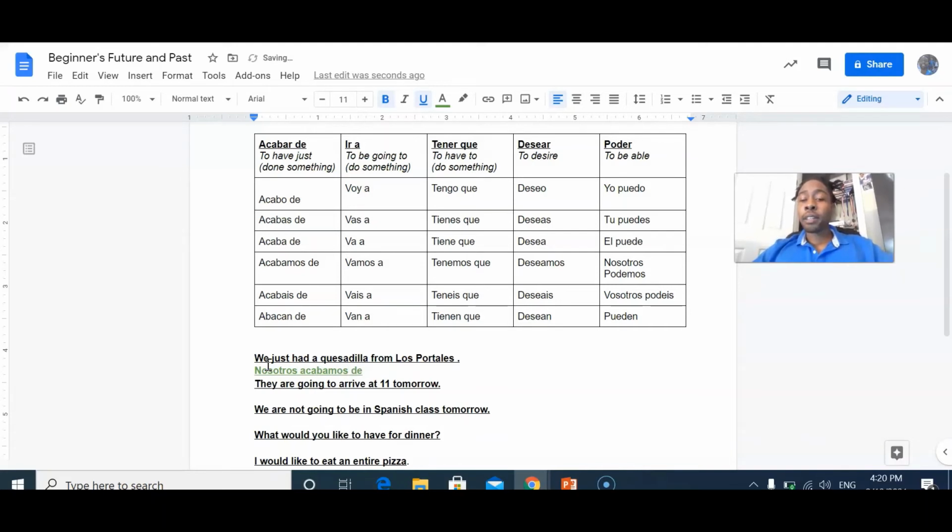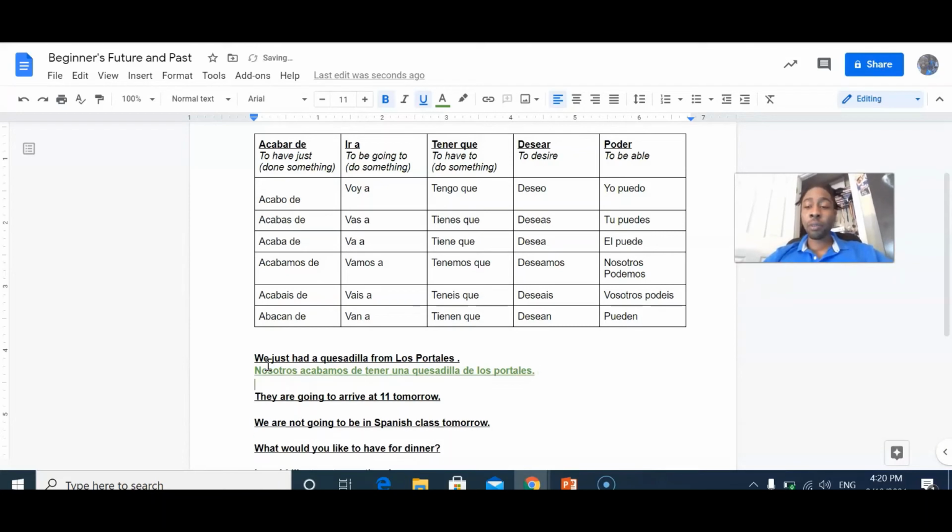Now, had looks a lot like tener, and we'll leave it like that for now without talking about why we will use tomar or comer here, because this does have tener now in the past. Una quesadilla de los Portales. And if you live in Wilmington and you haven't tried Los Portales, please go and check it out. Es uno de mis lugares favoritos.